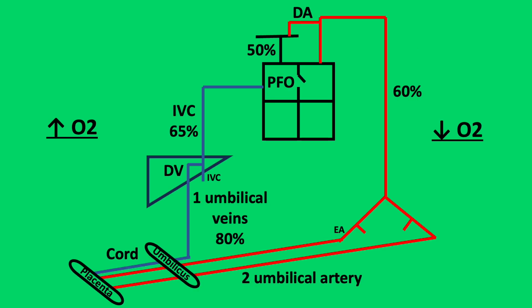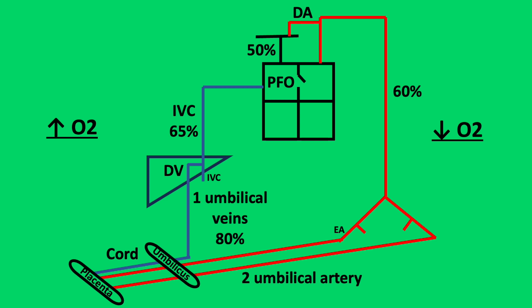This diagram has two key discussion points. Firstly, the fetal circulation with the associated oxygen saturations, and secondly, the transition circulation during birth. It's important to point out that the fetal venous system has a higher oxygen saturation than the arterial system, and the cord contains two umbilical arteries and one umbilical vein.